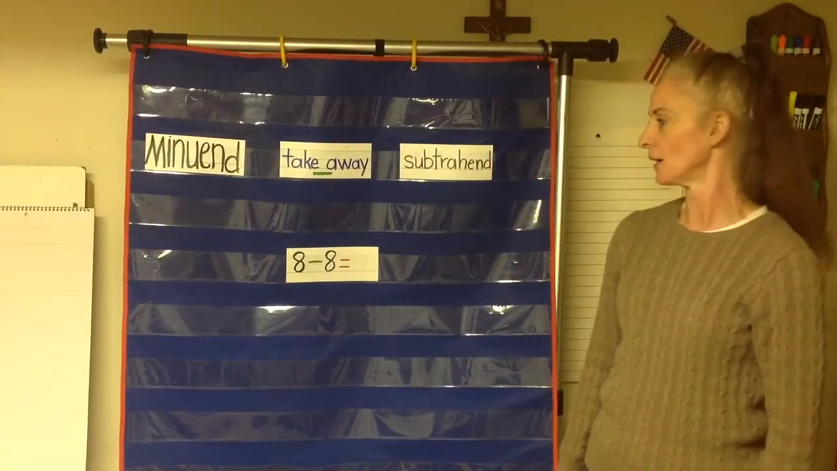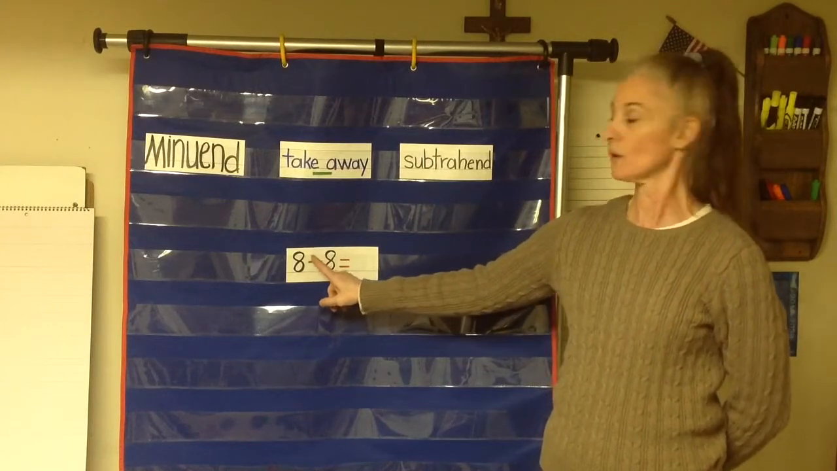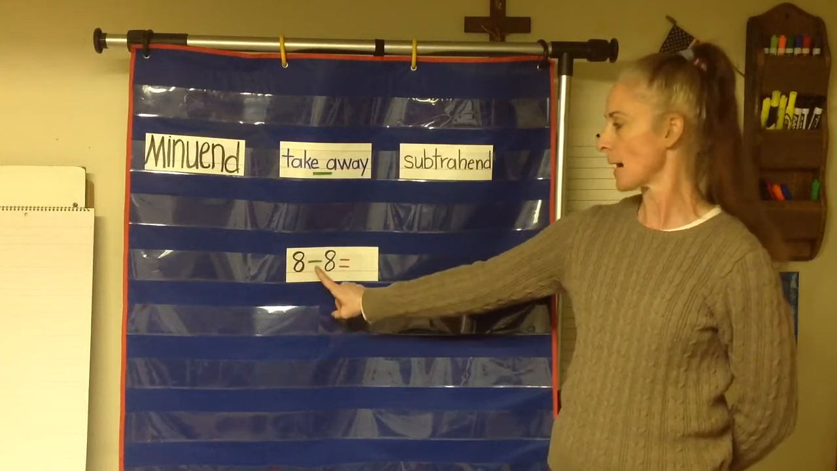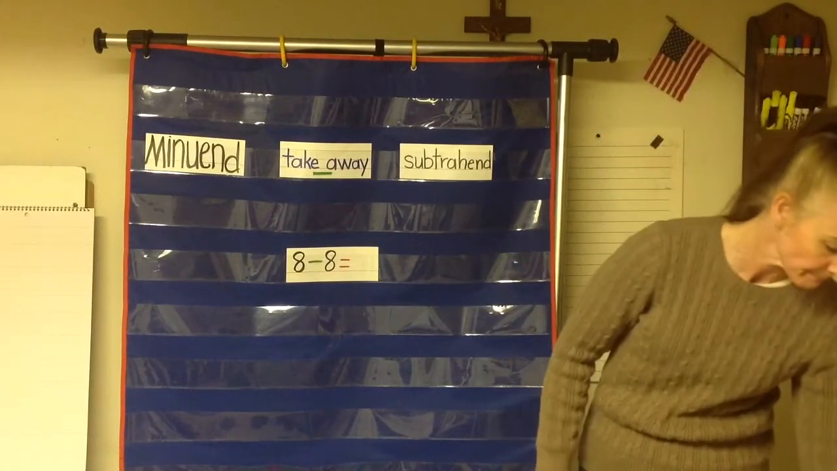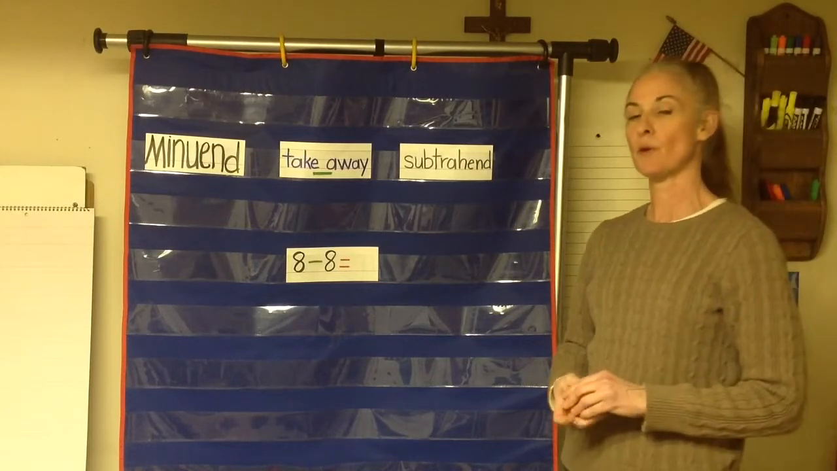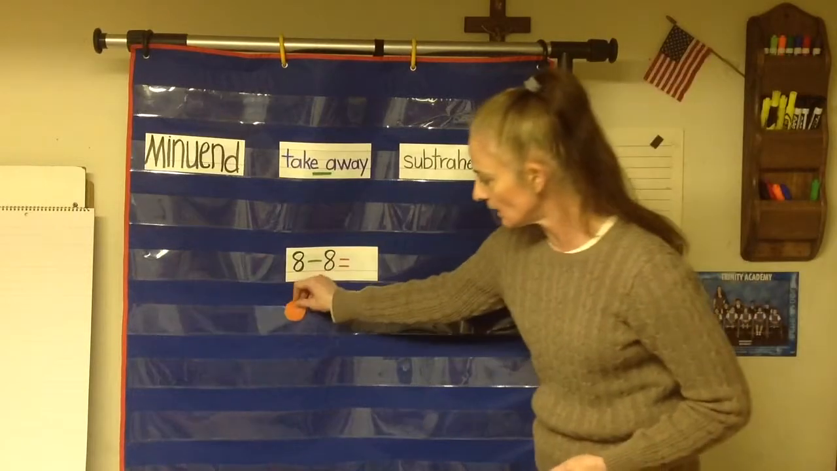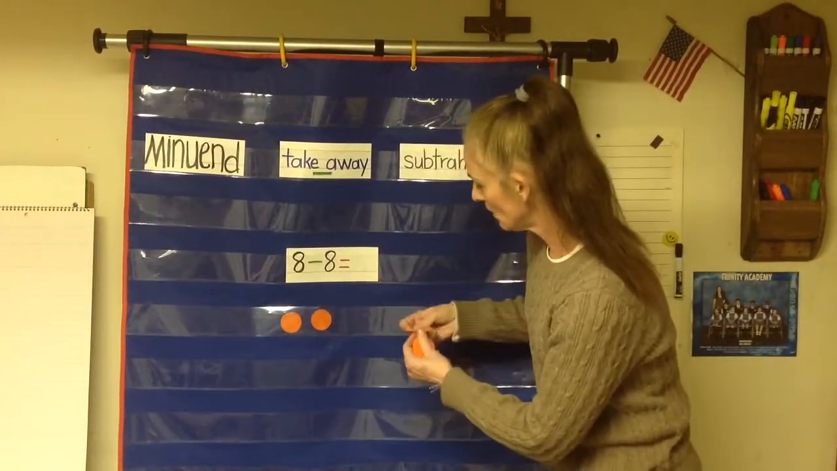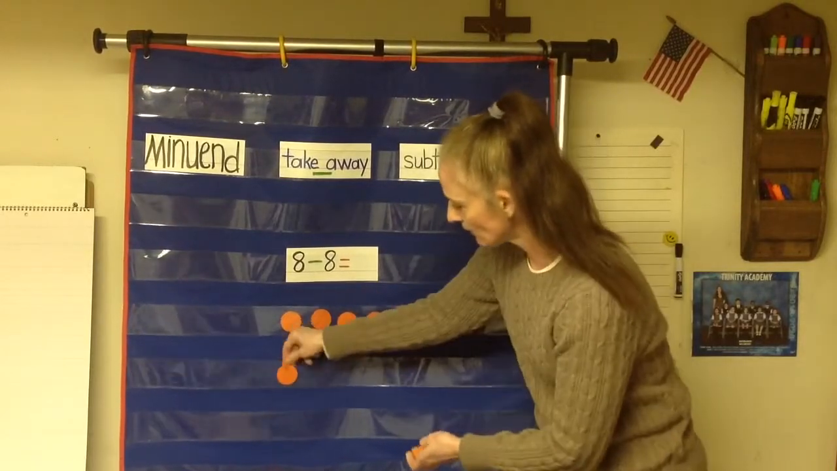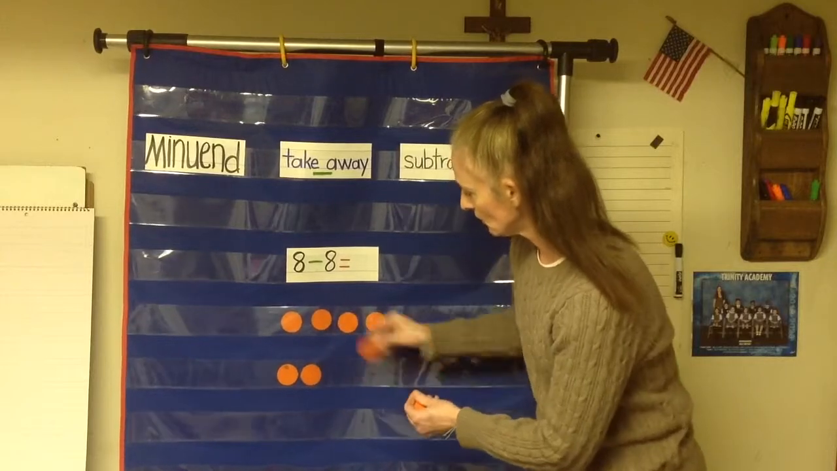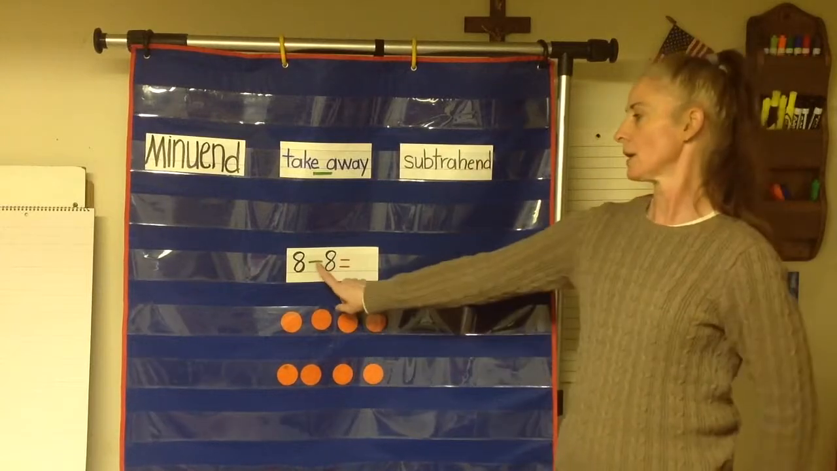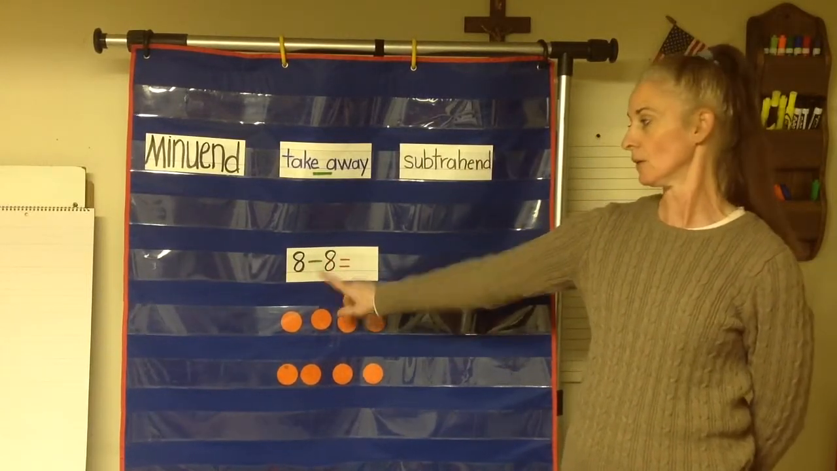Okay. Let's read it and write it. You could do your snowman style, 8, or your S style. Okay, 8 minus 8 equals, write that down. And the big set that we're starting with, our minuend is 8. So let's make a set of 8. 1, 2, 3, 4, 5, 6, 7, 8. We're going to take away minus 8.